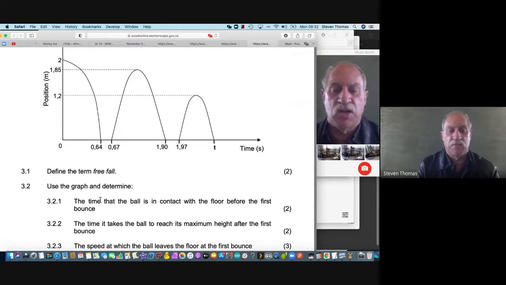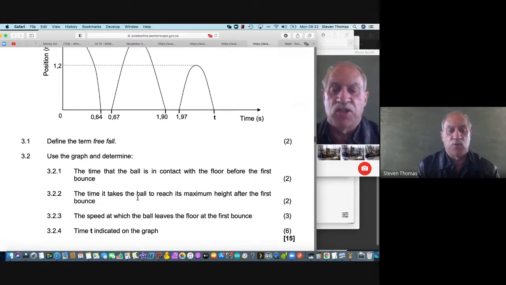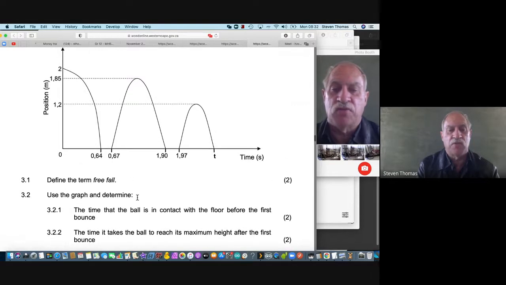Is that easy enough? Next, the time it takes the ball to reach its maximum height after the first bounce. In question 3, you're always going to use your equations of motion, right? You've got them now on your data sheet. So you know the initial velocity, and I would choose up as positive. Your displacement, delta y, is going to be that.